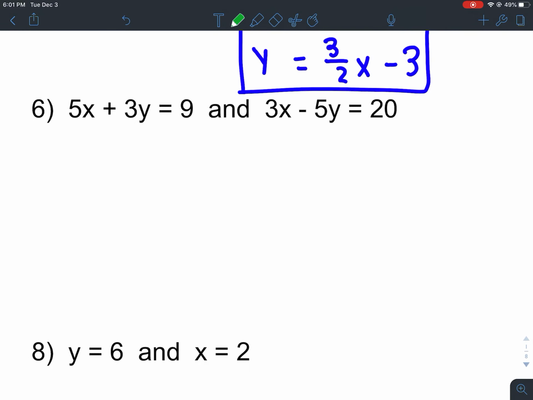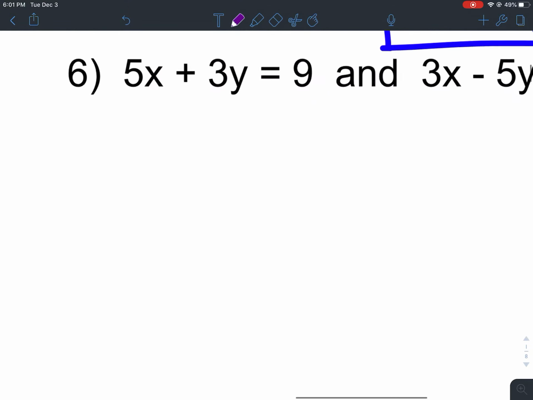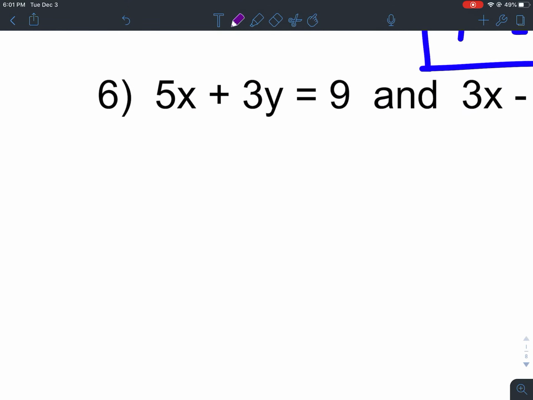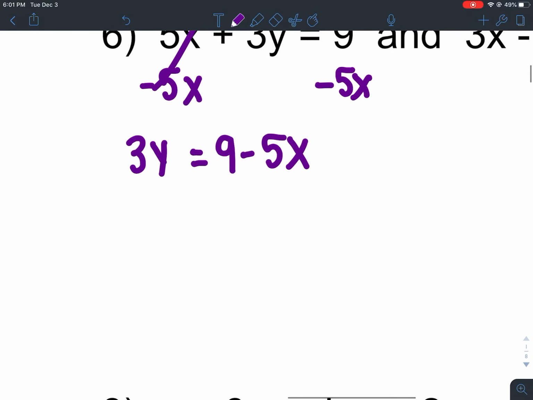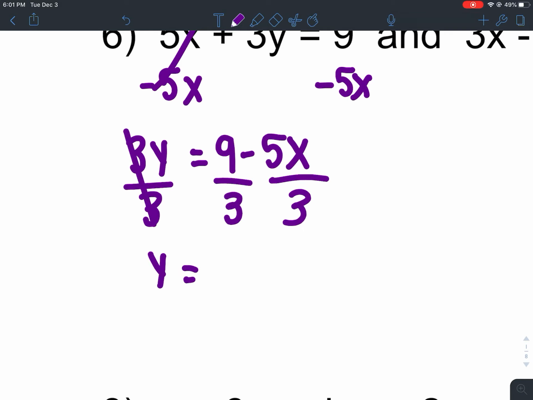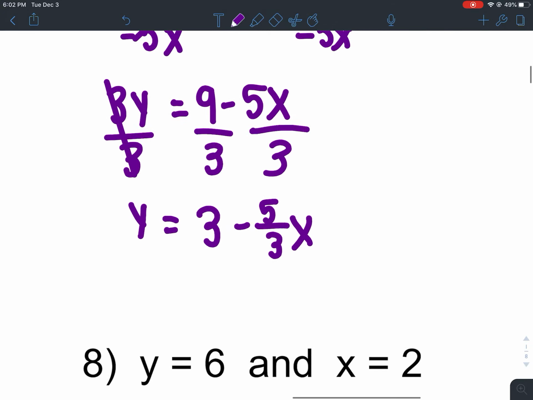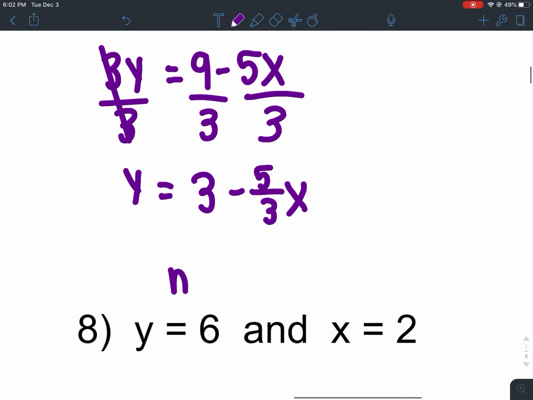In both of these equations, y is not by itself. So I'm going to have to solve for y in both of these and get y by itself. The first thing I'm going to do on this equation is subtract 5x on both sides. And then I want to divide everything by 3 to get y by itself. 9 divided by 3 is 3. Negative 5 divided by 3 is negative 5/3 x. So what is my slope here? My slope is negative 5 over 3.